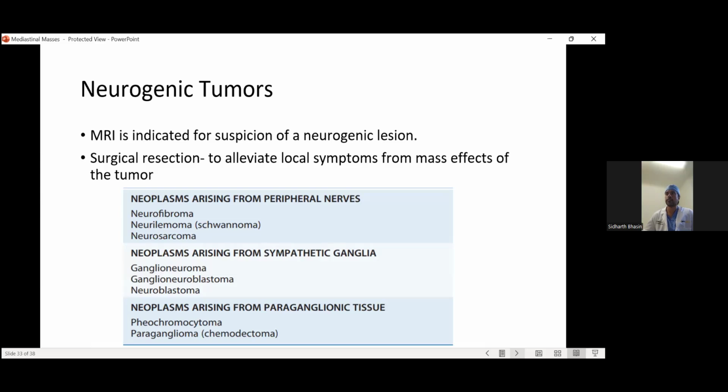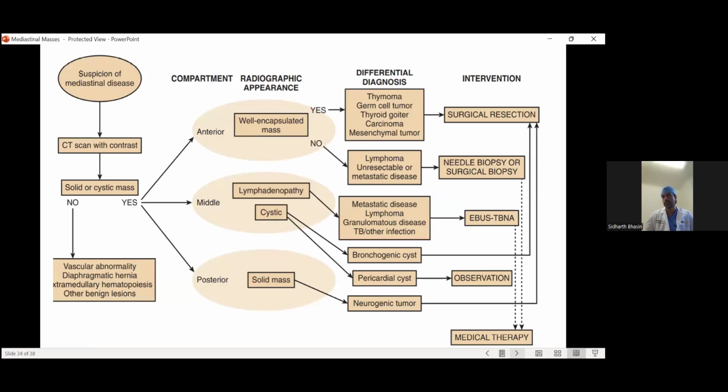So when they're arising from peripheral nerves, they're typically neurofibromas, schwannomas, and neurosarcomas. The tumors arising from sympathetic ganglia are ganglioneuromas, ganglioneuroblastoma, and neuroblastomas. And then the ones which are arising from paraganglionic tissues, the pheochromocytoma and then the paraganglioma. Different names, but just important pathologically and important in terms of treatment as well.